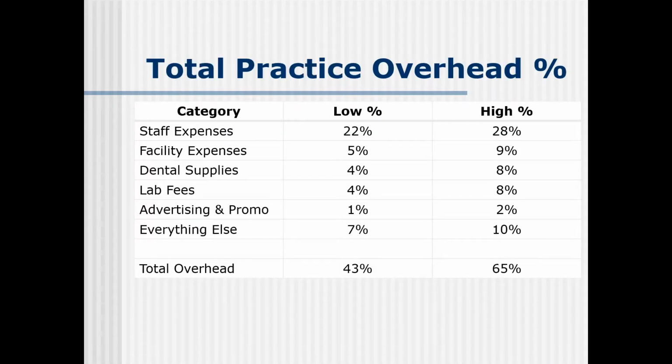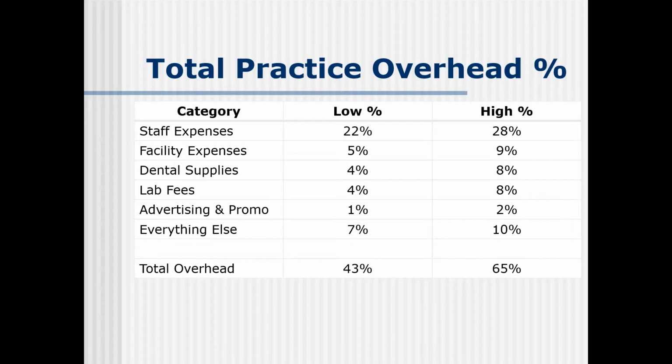Let's just look at a quick recap. I know I went through this pretty quick, but basically, here's the range I put for each of these expenses. Staff expenses, remember, ran between 22 and 28% of collections. Facility expenses ran between 5 and 9%. Dental supplies ran between 4 and 8% of collections. Lab ran between 4 and 8%. Advertising and promotion generally runs between 1 and 2%. And everything else runs between 7 and 10%. So the frugal dentist who really keeps an eye on his or her overhead can get overhead below 45%. And we do have general dental practices whose overhead comes in below 45%.